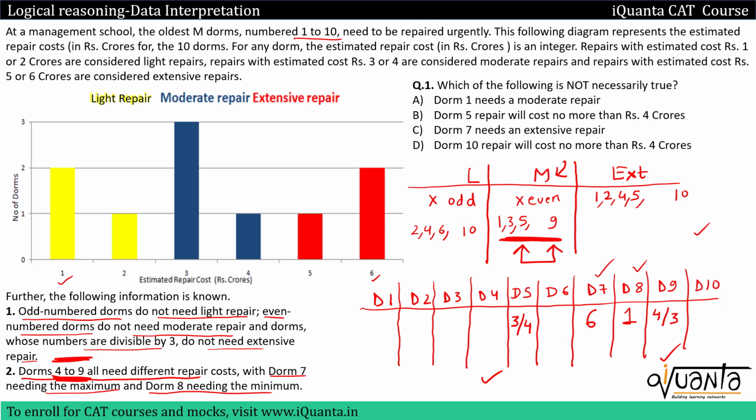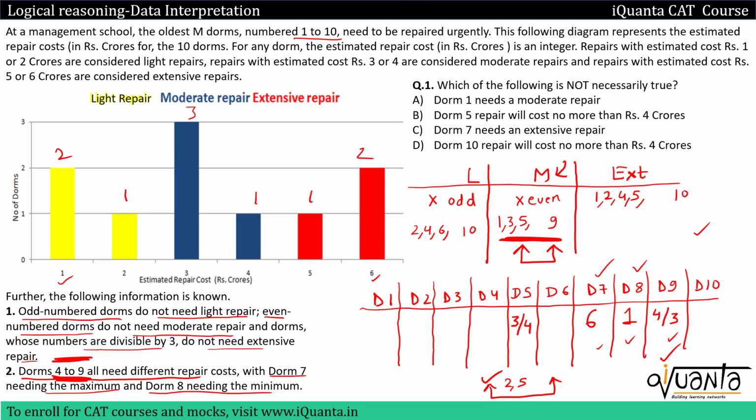Let me also write down the number of dorms. Here it will be 2, 1, 3, 1, 1, 2. Now we need to decide the cost for dorm 4 and dorm 6, and they should also be different. So they should have repair cost of either 2 or 5 crores because from dorm 4 to dorm 9, they all should have different repairing costs. We have already used 3, 4, 1, 6. So the only repairing costs remaining are 2 and 5. So D4 and D6 should have repairing cost of 2 or 5 crore.